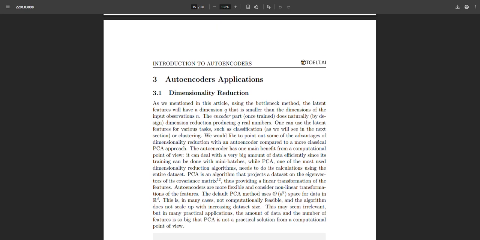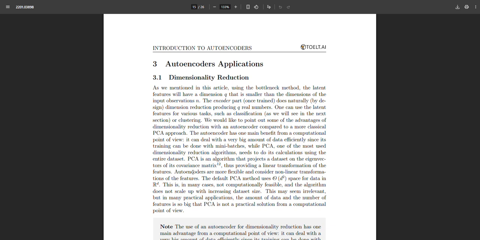We now arrive at the core use case of autoencoders, starting with their most intuitive application, that is the dimensionality reduction. As we have learned, the bottleneck means the latent features have a dimension that is smaller than the input dimension. The trained encoder part, by its very design, naturally reduces the input's dimensionality down to some real numbers. This learned compressed representation can then be used for various tasks like classification or clustering.